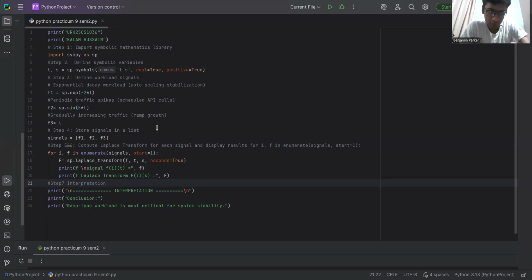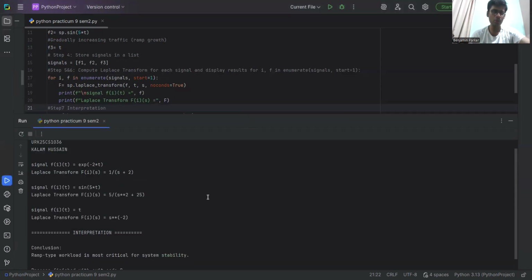In steps 5 and 6, we compute the Laplace transform for each signal and display the results: for i, f in enumerate(signals, start=1). F = sp.laplace_transform(f, t, s, noconds=True). We print the signal f(t) equals the output, and then the Laplace transform F(s) equals capital F. After that we interpret the conclusion and print that the RAM type workload is most critical for system stability.